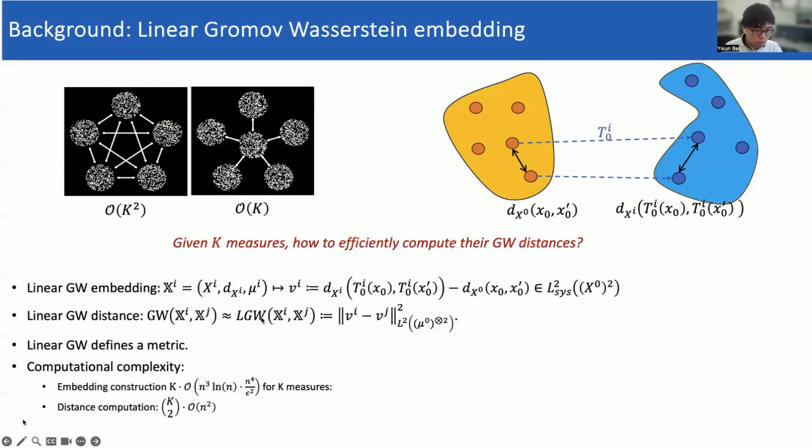The reason we construct this formulation is that it reduces the pairwise computation of GW distance to the following. We need to run the Frank-Wolfe algorithm k times to construct the embeddings, and to pairwise compute their LGW distance, we just need k choose 2 times the quadratic of n. So it's much faster than pairwise computing the original GW distance for each pair.